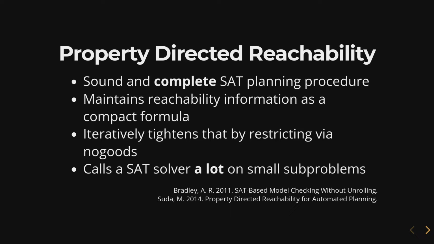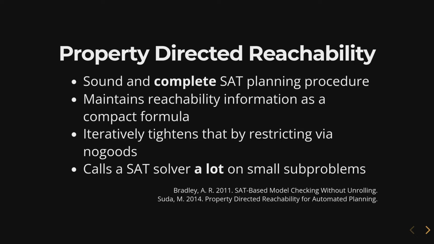PDR involves iteratively considering states and trying to progress them one step towards the goal. If it can, then an attempt is made to progress a successor state another step towards the goal, and so on. If no successor state exists, then the original state is generalized to form a no-good, which is used to constrain the reachability information. This is done using SAT planning techniques and involves calling a SAT solver on a lot of small subproblems.